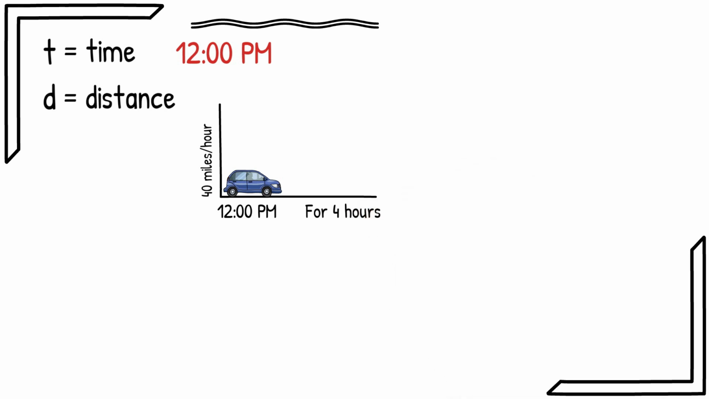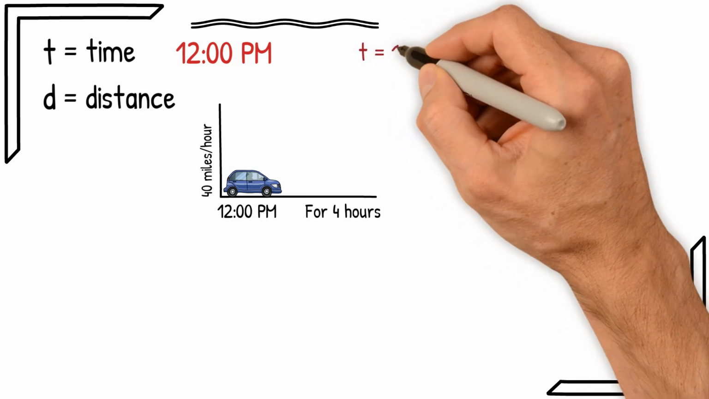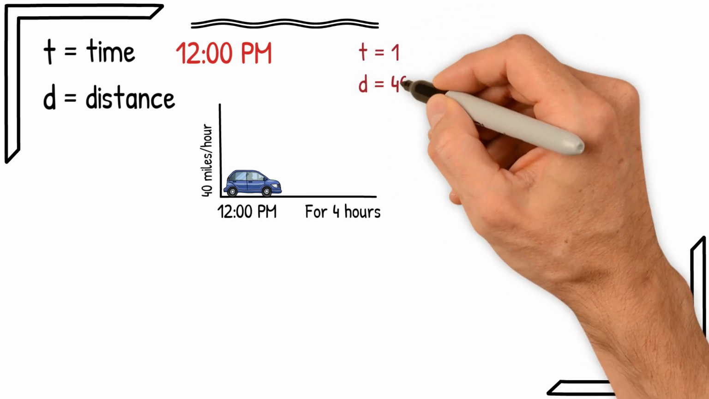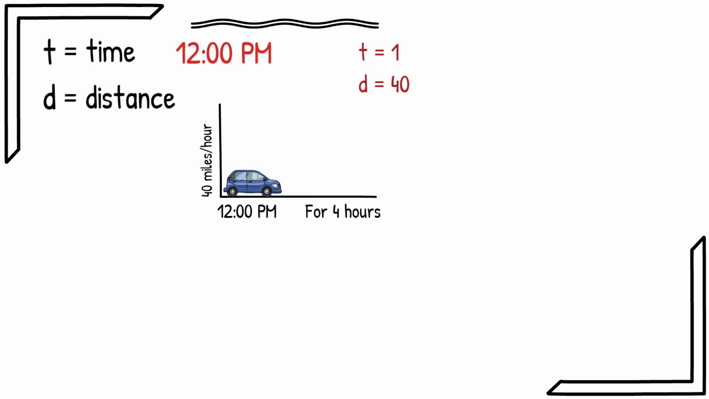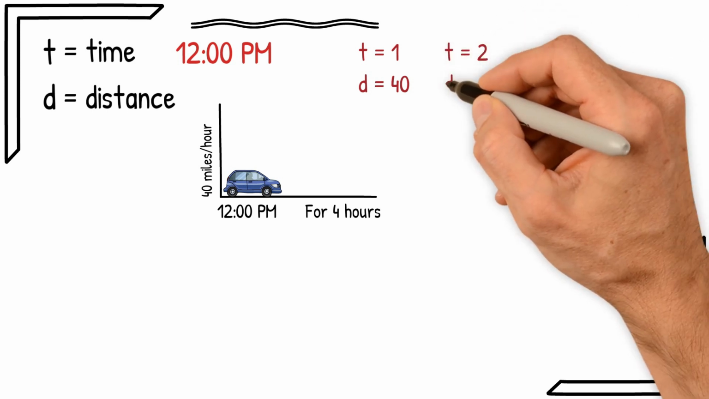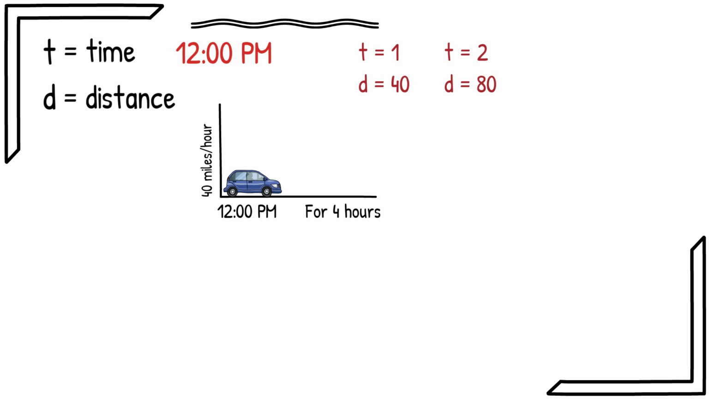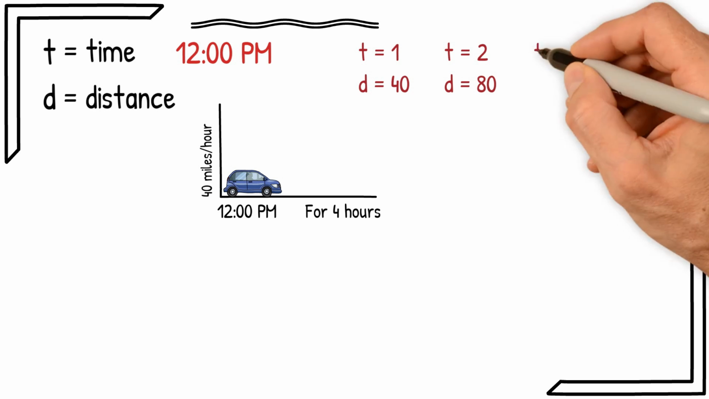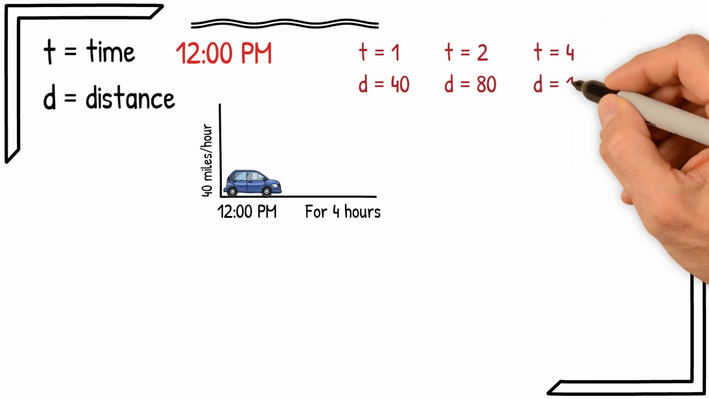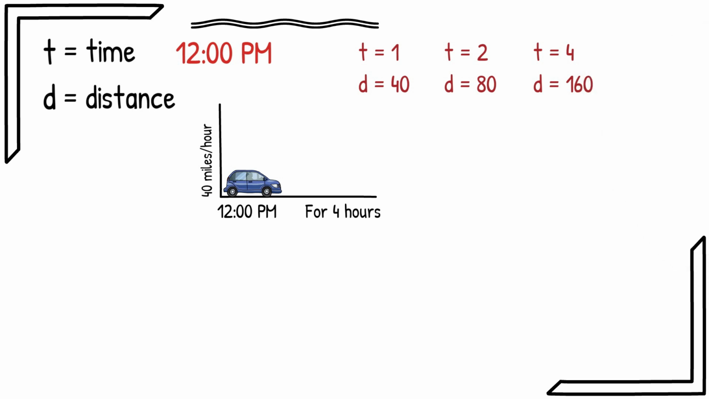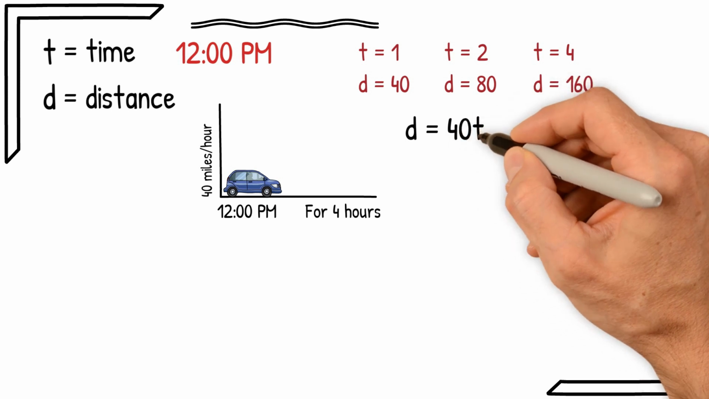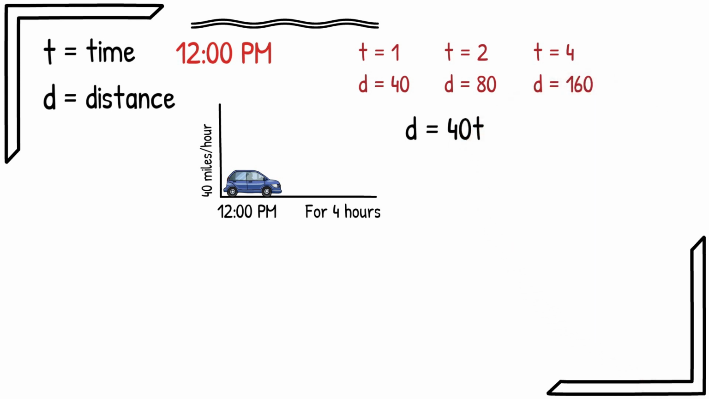There is a relationship between the two variables, t and d. The distance that we travel depends on the time, t. After 1 hour, we travel 40 miles, so that when t equals 1, d equals 40. After 2 hours, we travel 80 miles, so that when t equals 2, d equals 80. We travel for a total of 4 hours, so when t equals 4 at the end of our trip, we have a d of 160 miles. The formula is d equals 40t, and that's the function between these two variables.